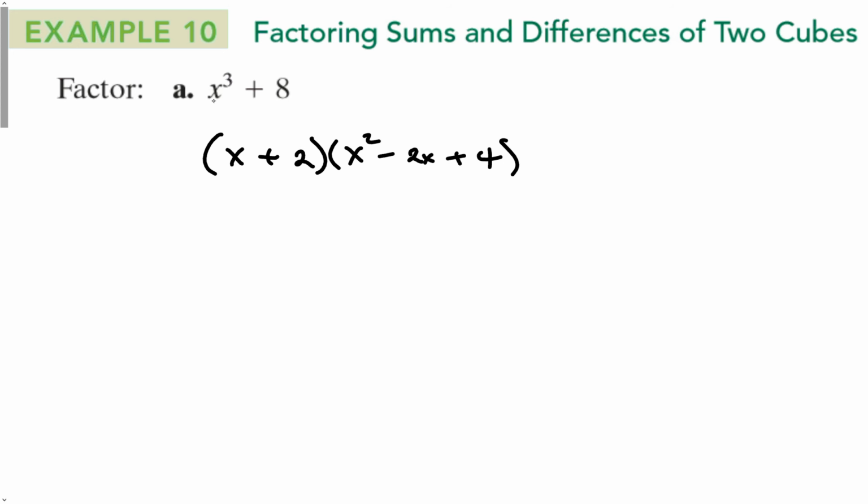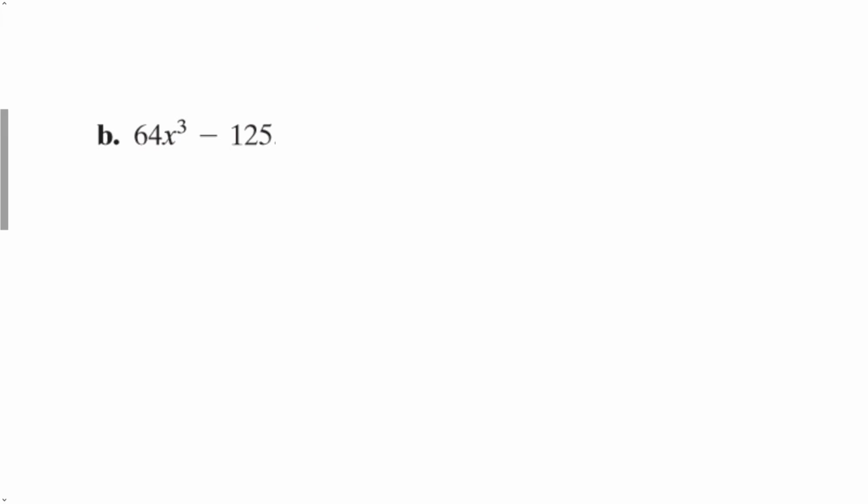If this is a to the third and this is b to the third, we just ask ourselves what times what times what, 3 times, gives me x to the third, and then I can build the rest of the expression from there. I could have a number in the front, as long as it's a perfect cube, we can use this technique. 64 is 4 times 4 times 4. 125 is 5 times 5 times 5. So this turns into 4x, same sign, minus 5.